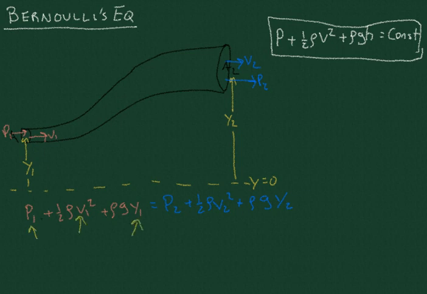Okay, so now we see that we have a term with pressure, a term with velocity, and a term with height. And so these are going to be the three main factors in what the overall pressure of the system is, because these combined terms are going to be the same everywhere throughout the fluid.